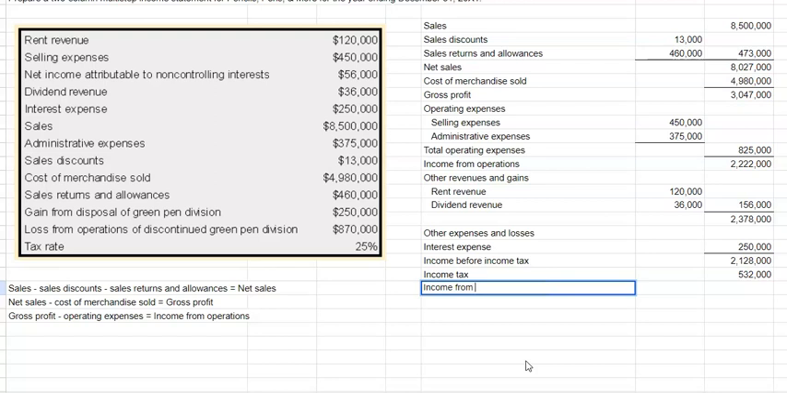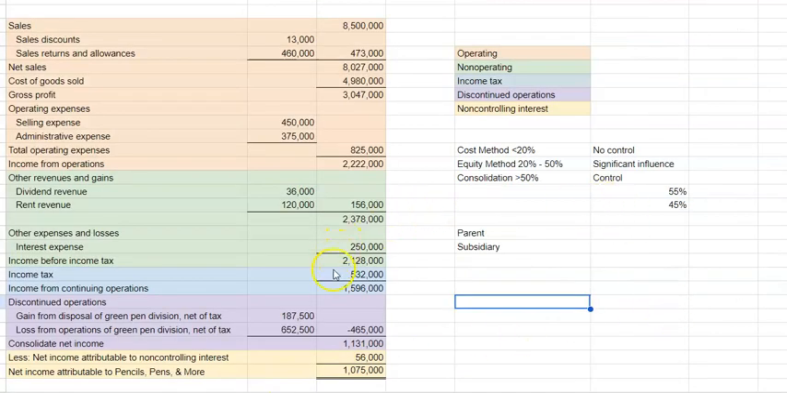So next we have our income from continuing operations. And this is kind of leading us into our discontinued operations section. Okay. Let's make sure that nothing silly's happened since I started. 1,596,000. 1,596,000. Perfect.